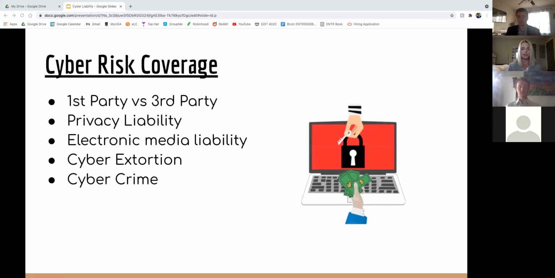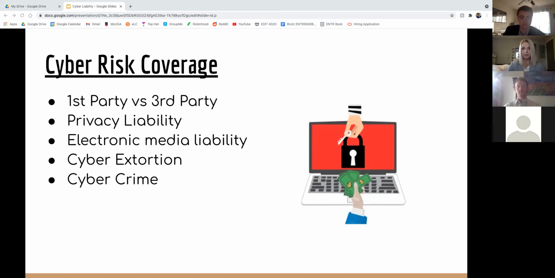First-party coverage covers insured's damage from cyber losses and helps minimize their own losses for a cyber liability issue, whereas third-party coverage is triggered by claims made against the insured from cyber attacks. Cyber insurance covers fines, penalties, and expenses associated with security and privacy breaches.